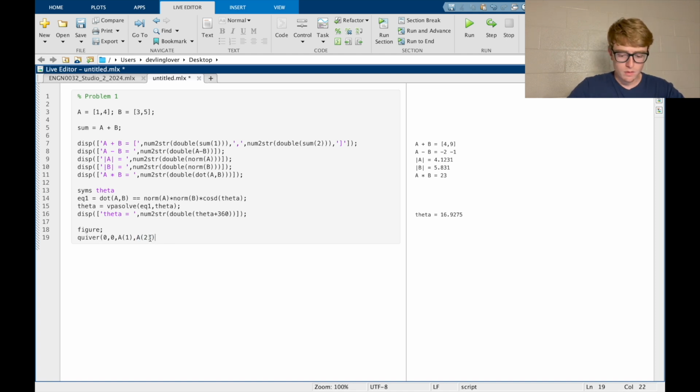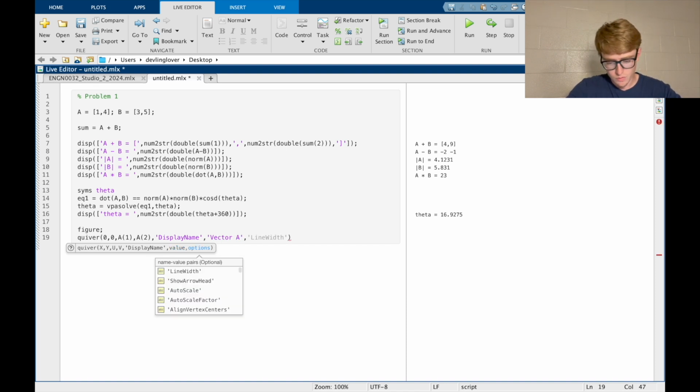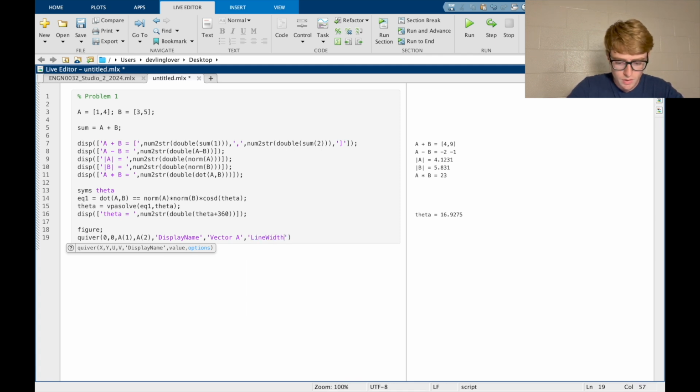So there we go, and then like I was saying before, there are a lot of optional parameters. The way this works with these functions is the same for this quiver function, and it's the same for plot and fplot. You specify what parameter you're going to provide a value for, and then you provide the value. So I want display name, and then the name that I'm displaying, I'm going to call this vector A. That'll help us create a legend in a few minutes. And then I'm going to specify another parameter, which is line width. The next thing I put in needs to be the value of line width, which in this case, I'm going to say 2 to make it a little thicker and easier to see.